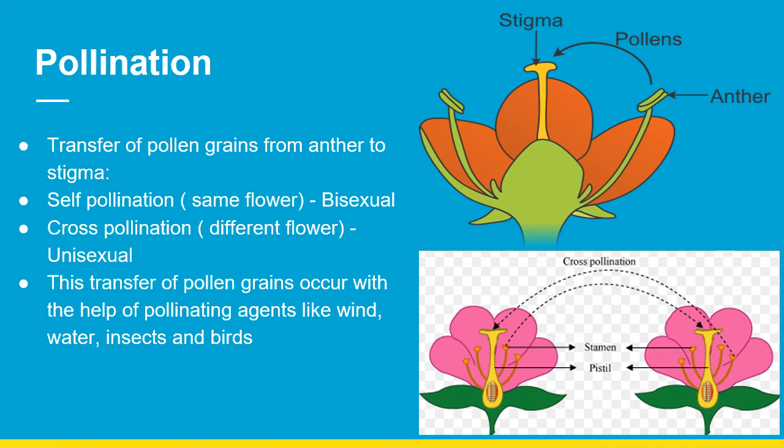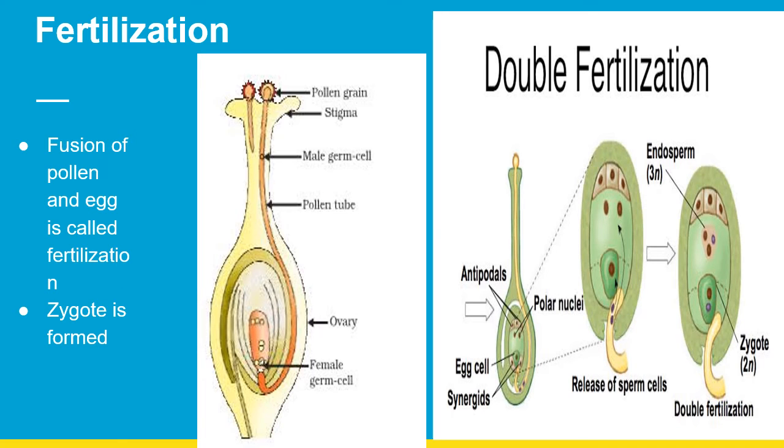So this transfer of pollen grains occurs with the help of some external factors or external pollinating agents like wind, water, insects, and birds. So when these birds or flies approach, seeing the bright color or scent, they move towards these flowers for taking nectar. And while taking nectar, the pollen will get stuck on their body parts, and when these insects move from one flower to another flower, there is a chance of transferring the pollen grains that got stuck on that insect to the stigma of the other flower.